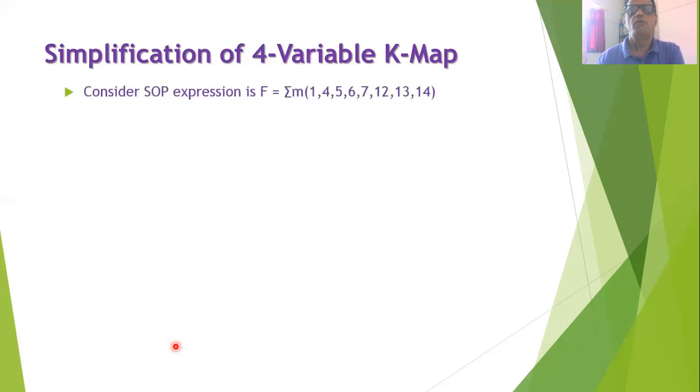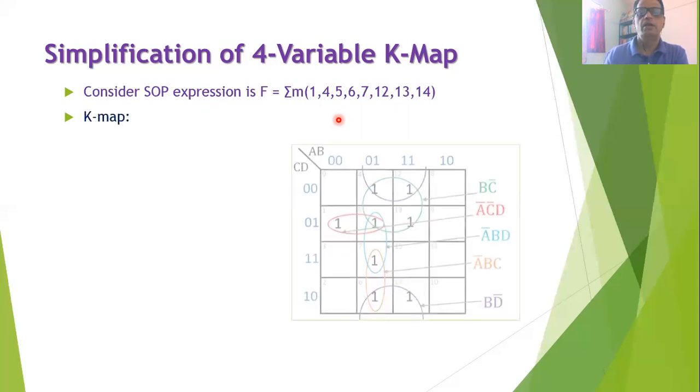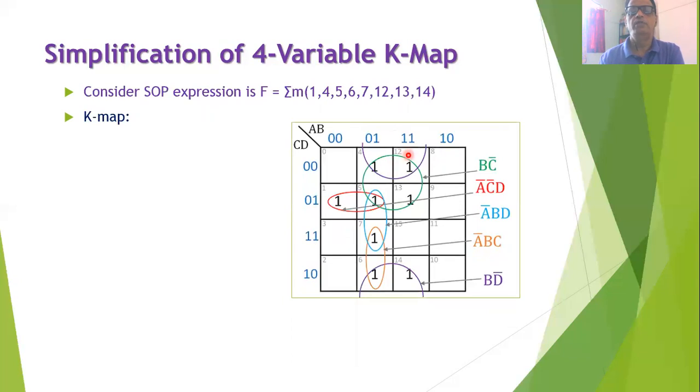Let us see another example for the 4-variable Karnaugh map. Suppose we have been given SOP expression F is equal to summation of minterms 1, 4, 5, 6, 7, 12, 13, and 14. Now we can draw a K-map as shown in this diagram. A, B, C, D. Again, we will make use of gray code 00, 01, 11, 10. We will number each cell, and then we will make an entry 1 for 1, then 4, then 5, then 6, then 7, then 12, then 13, then 14.